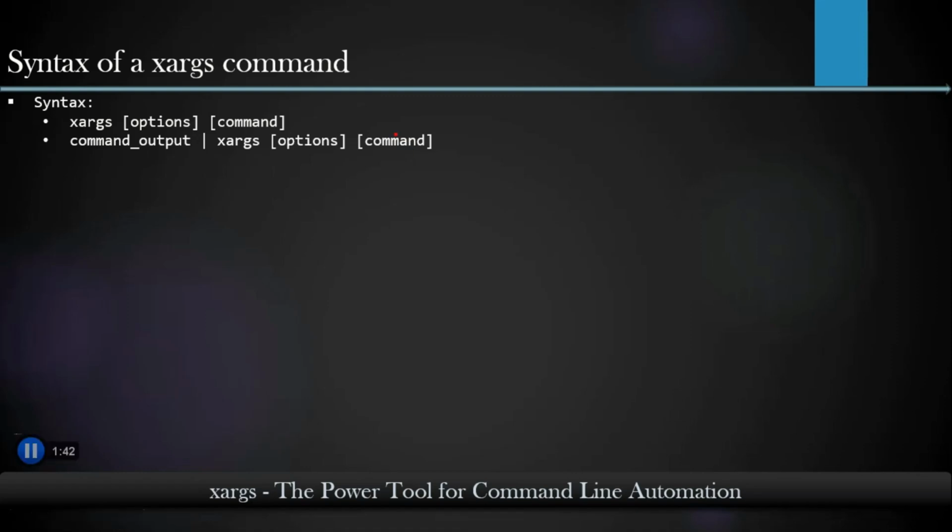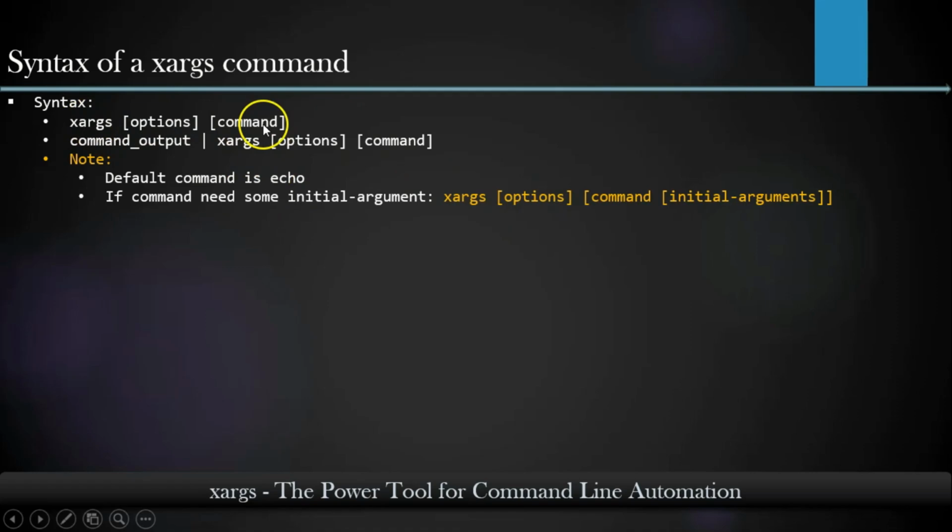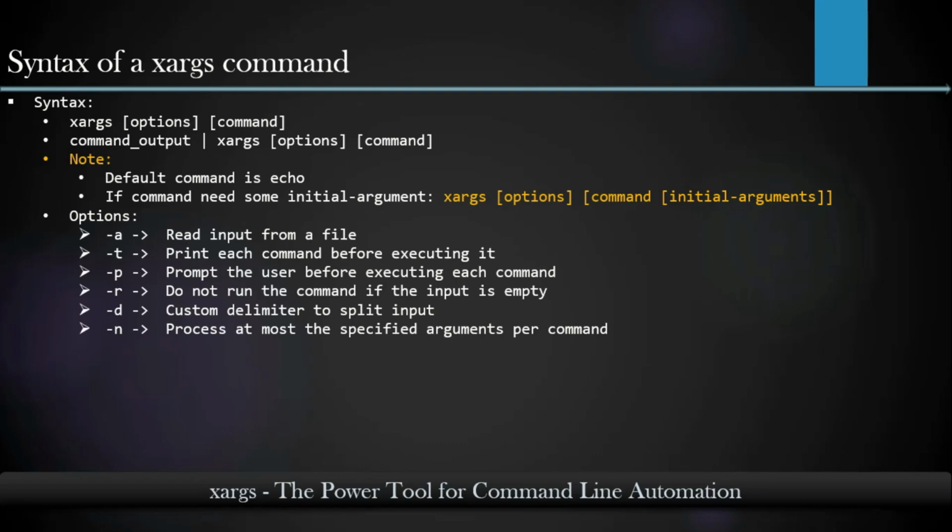Be clear here. For this command purpose only we are using xargs, because xargs converts input into arguments. Those arguments we will use in our required command in this place. If you don't specify a required command, then by default xargs will assume that command as echo. And if your required command needs some initial arguments, then you can take them like this. We will see that. And the options for the xargs command are these.